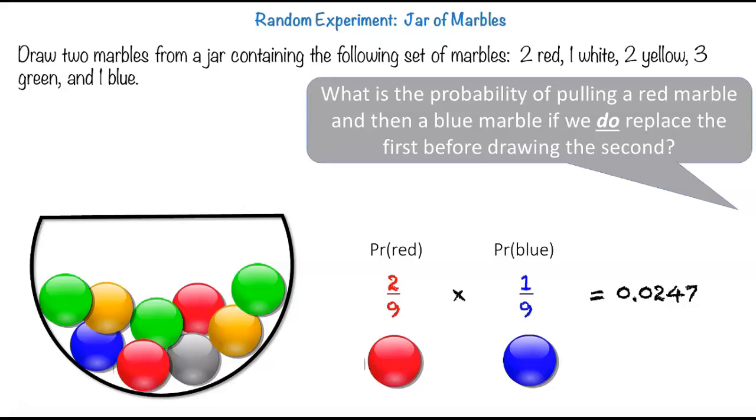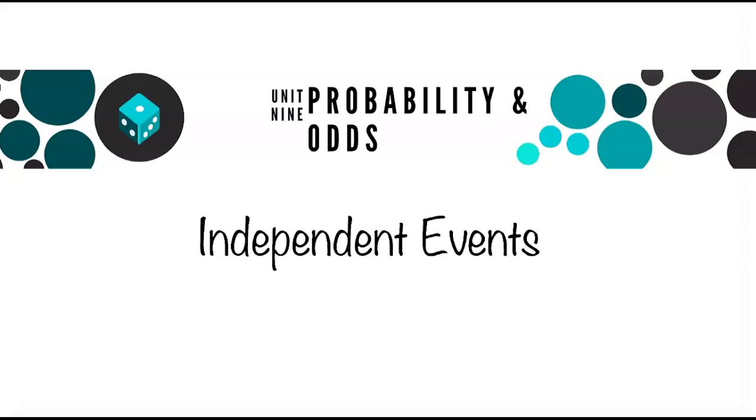This is the difference between independent and dependent events. In the first scenario, those events were not independent, they were dependent. The probability of pulling a blue marble changed after we pulled the red marble out. In this situation, however, since we replaced the red marble, what we pulled first had no effect on the probability of drawing a blue marble second. And that concludes this conversation on the difference between dependent and independent events.